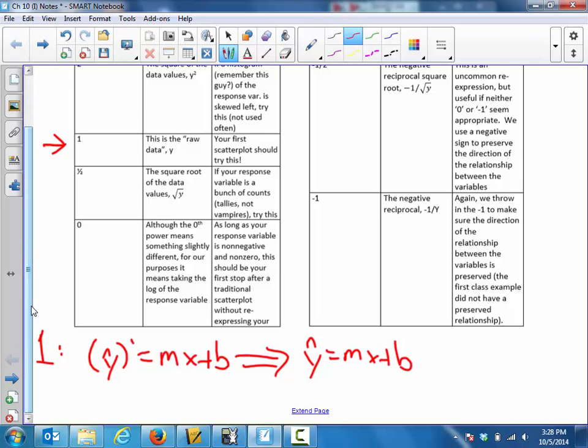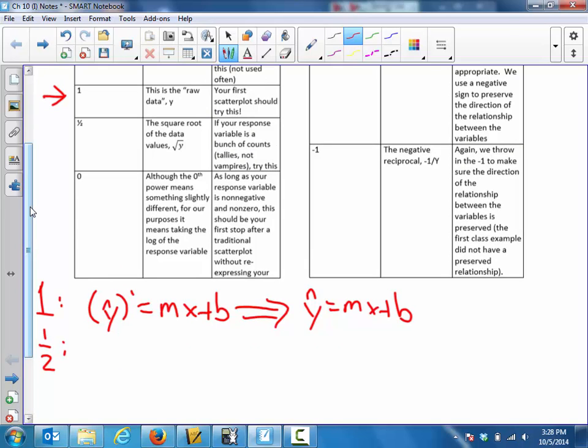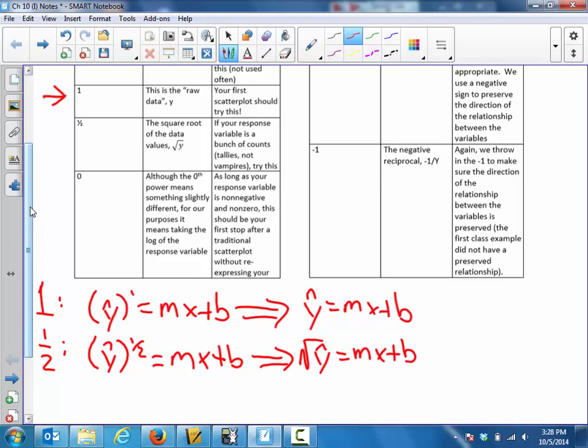Rung 1/2, just directly below rung 1, would be Y hat to the 1/2 power equals mx plus b, which is a fancy way of talking about the square root of Y hat equals mx plus b. So that's that guy, etc., etc.